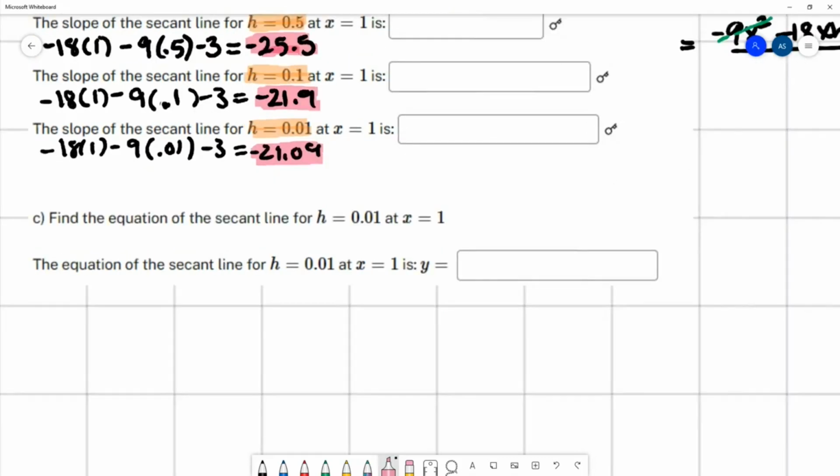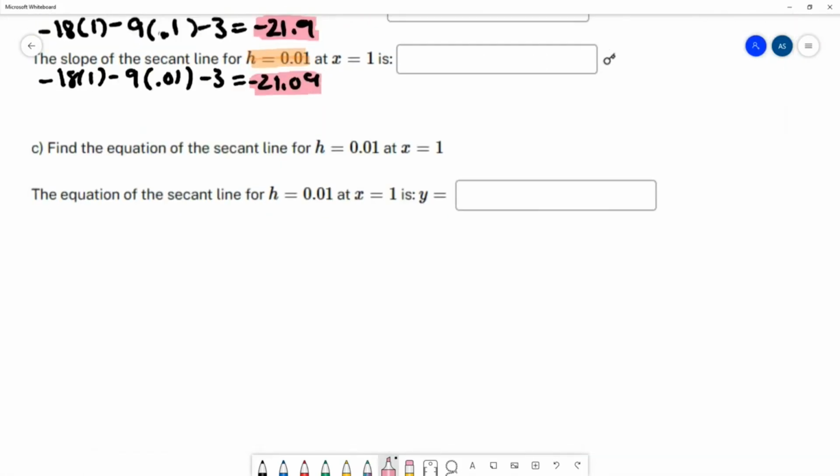So in our final part, we want to find the equation of a secant line using h equals 0.01 and x equals 1. Now, in order to find the equation of a secant line, we have to know the slope of the secant line, which we just found. So that was negative 21.09. And then we need a point on the line. We have the x-coordinate of the point being 1, and we can calculate the y-coordinate by substituting into our function.